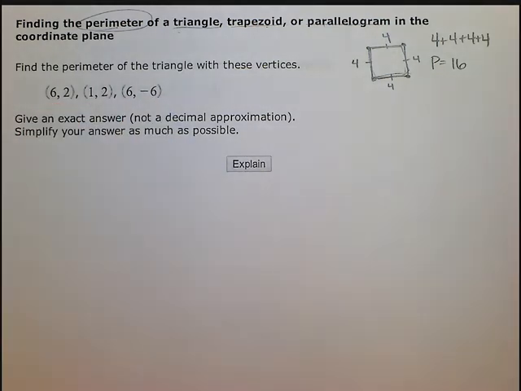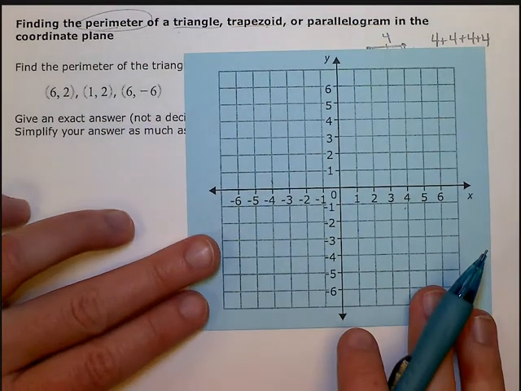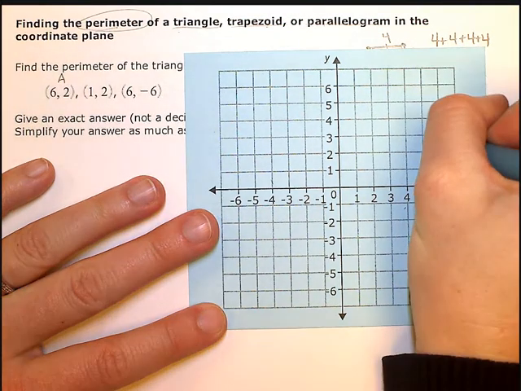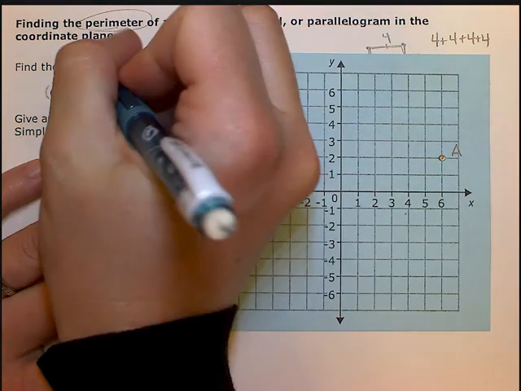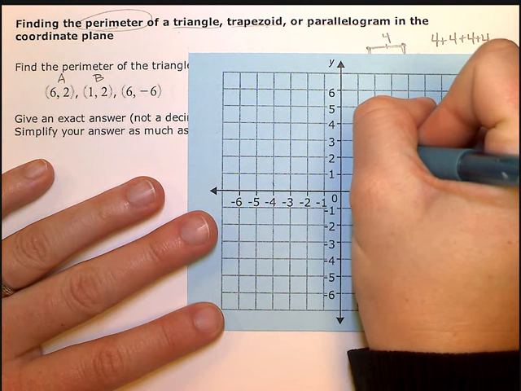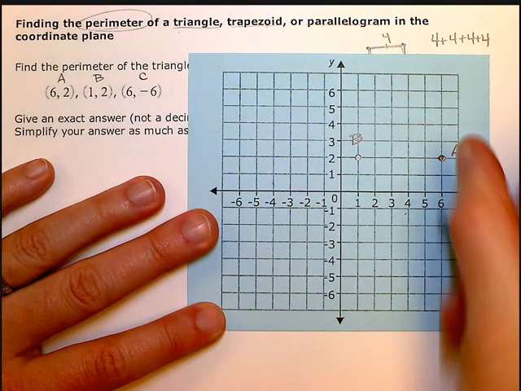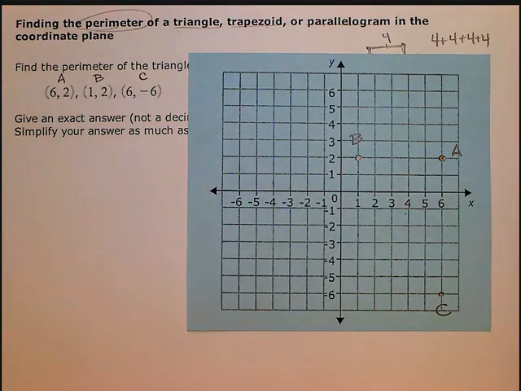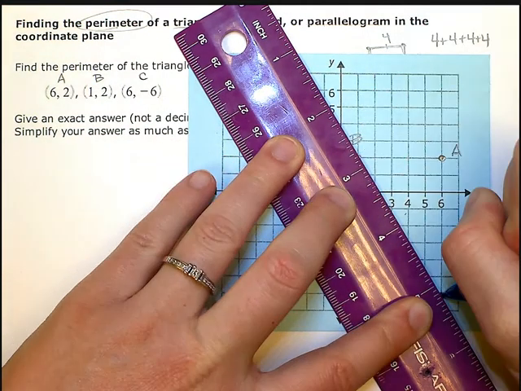But just to help you visualize what's going on, I'm going to graph it here for you. Okay, so the first vertex, I'm going to call this A, is at (6, 2). If you like to graph to help you visualize, that's awesome. If you don't want to, that's fine as well. The next vertex I'm going to call B is at (1, 2). So here's going to be B. And C is at (6, negative 6). So that's the vertex C. So let me get my ruler out here to connect my dots to look at this triangle that they're asking me to find the perimeter of.